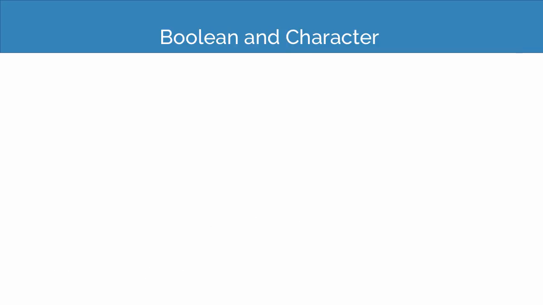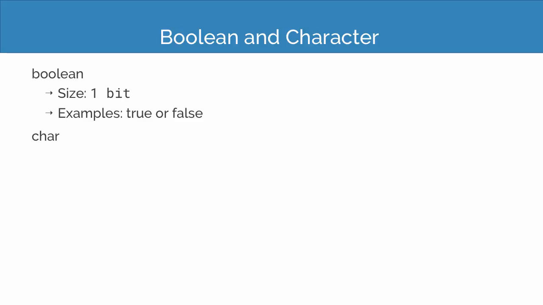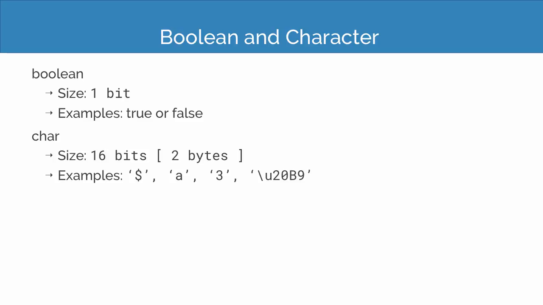And now at the end we have the boolean and character data type. So for the boolean, the size it takes is basically 1 bit. And as for example, the boolean variable can only contain the values of true and false. Then comes the character data type, whose size is 16 bits, that is equivalent to 2 bytes. And in case of character, we have such examples.